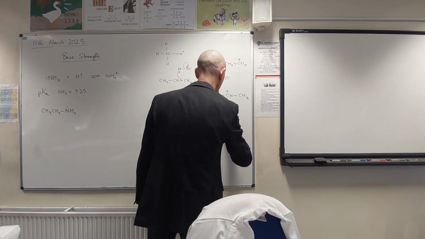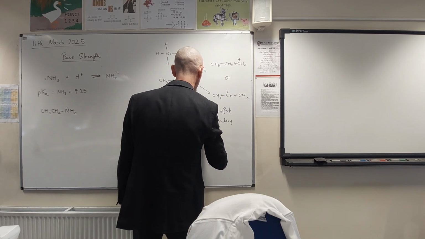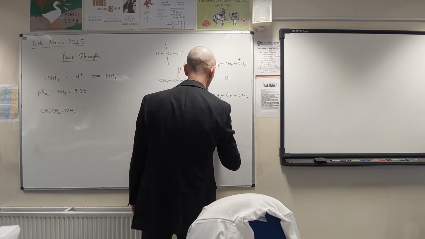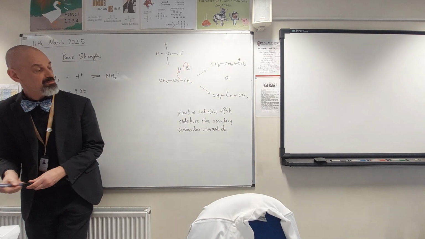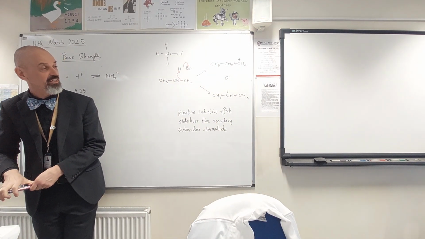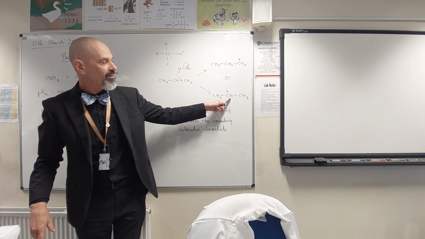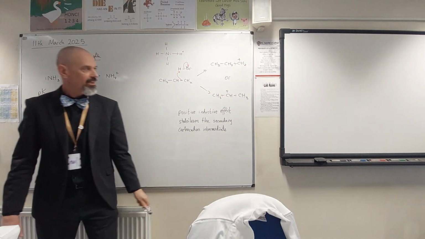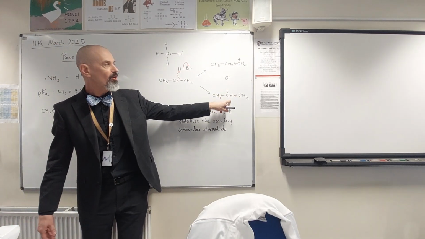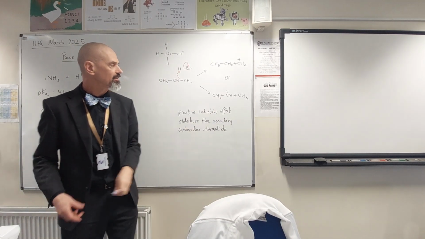Secondary carbocation intermediate. Yeah. Positive inductive effect stabilizes the secondary carbocation intermediate more than the primary, so that's going to hang around for longer, so that's more likely to produce the 2-bromopropane rather than 1-bromopropane. So 2-bromo would be the major product.